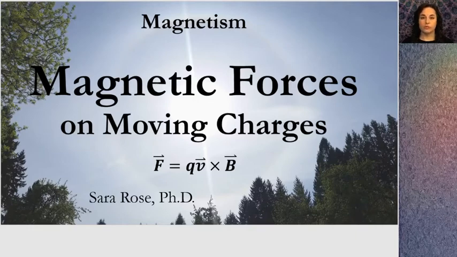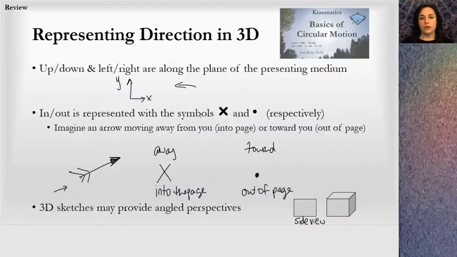We're definitely moving into the realm of 3D, and having representations and understanding how the vectors work in 3D is going to be crucial for really understanding this material. So the first thing I wanted to remind you of was representing in 3D. Along the plane of the presenting medium, it's really easy to put an XY plane and represent up and down and left and right. But we're going to need to represent in and out. And that's done with an arrow.